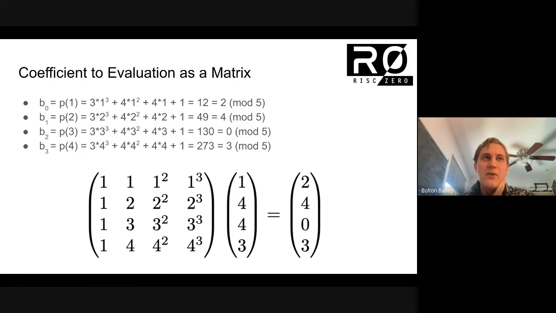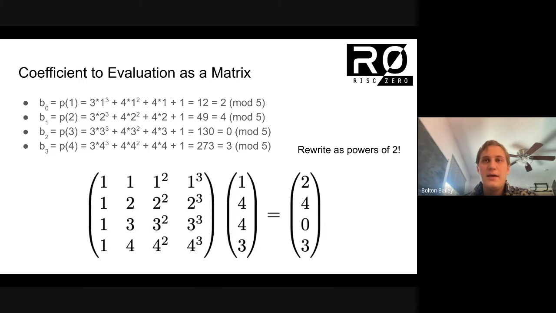One thing that we can do to make the matrix even more structured is to rewrite things in terms of powers of 2. This is something that we saw 2 weeks ago, in Paul's presentation about Reed-Solomon codes.